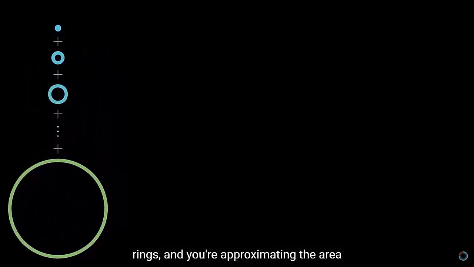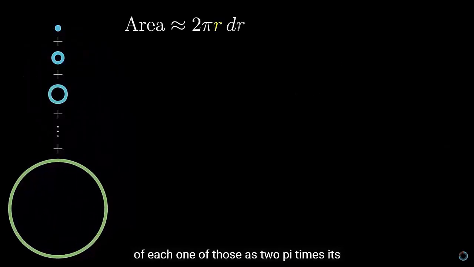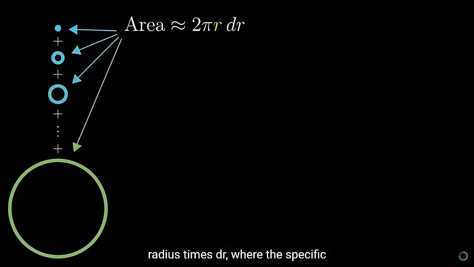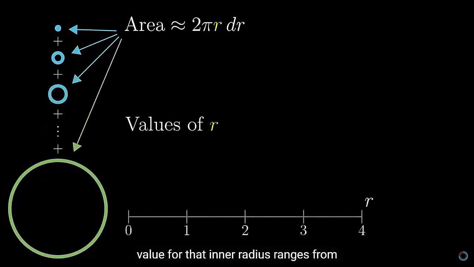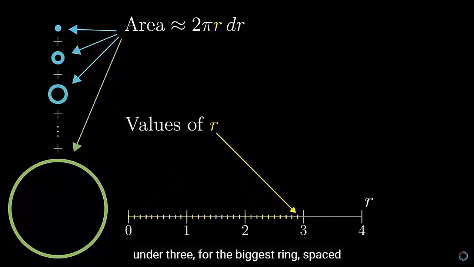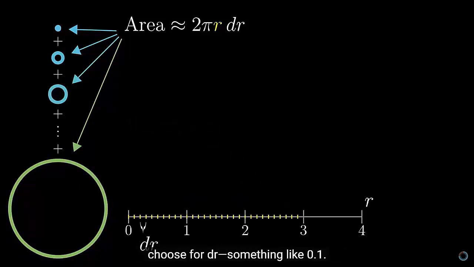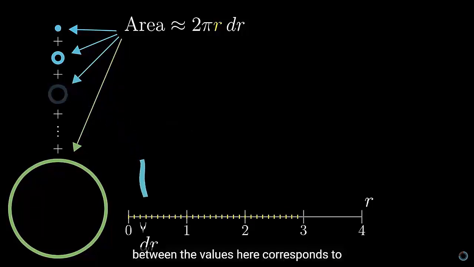So just to sum up where we are, you've broken up the area of the circle into all of these rings, and you're approximating the area of each one of those as 2 pi times its radius times dr, where the specific value for that inner radius ranges from 0 for the smallest ring up to just under 3 for the biggest ring, spaced out by whatever the thickness is that you choose for dr, something like 0.1. And notice that the spacing between the values here corresponds to the thickness dr of each ring, the difference in radius from one ring to the next.